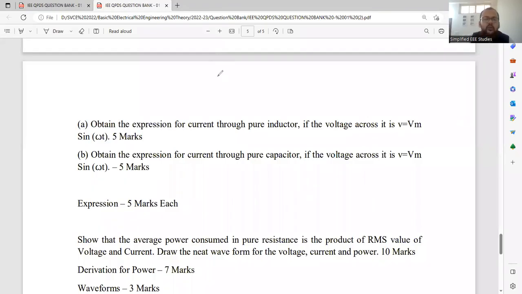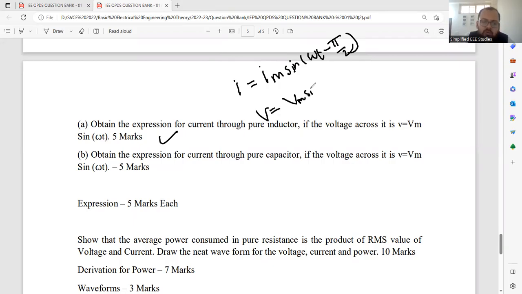Simple circuit diagram you can draw. Okay, draw the circuit diagram. Then apply the basic equation. Definitely you can get the general expression. So what you are supposed to get is I is equal to Im sin omega t minus pi by 2. V is equal to Vm sin omega t.